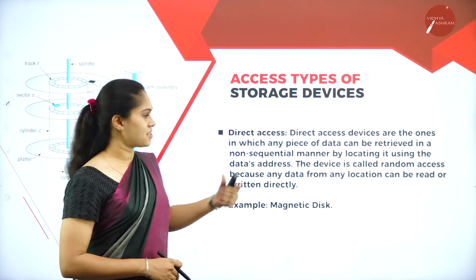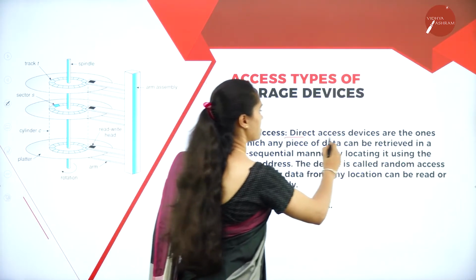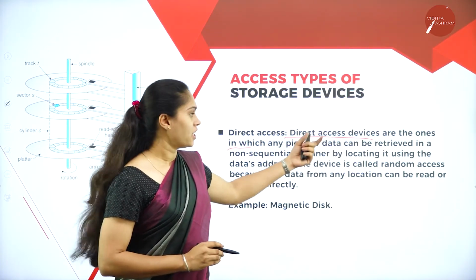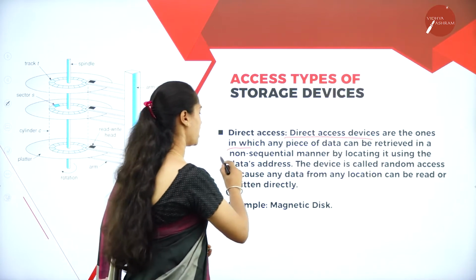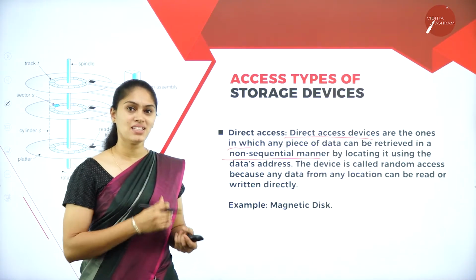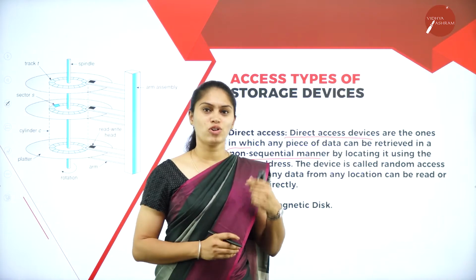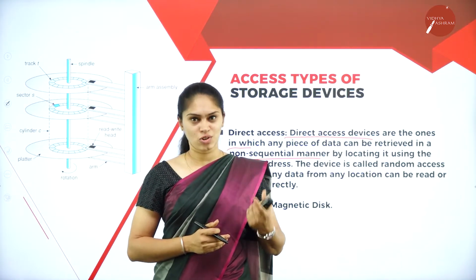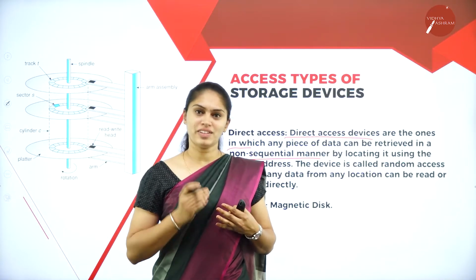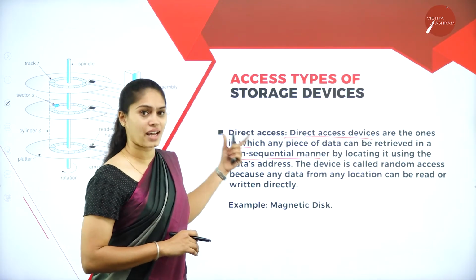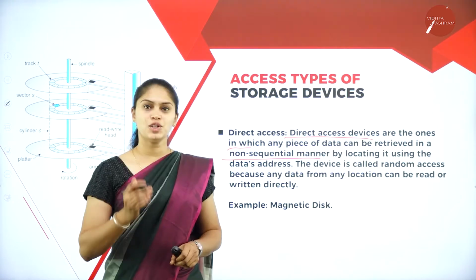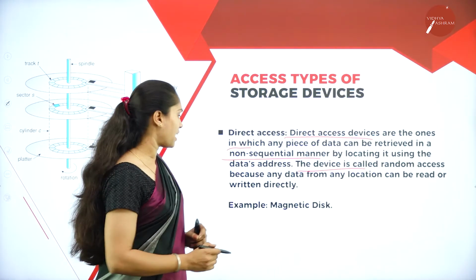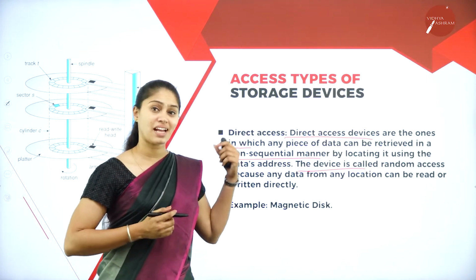Direct access devices are the ones in which any piece of data can be retrieved in a non-sequential manner. So that means the location may differ. You can go to the first location, later you can move to the 10th location, like that. There is no restriction over accessing the data by making use of this direct access method. These kinds of methods, or the devices, are called random access, because it is random in nature.